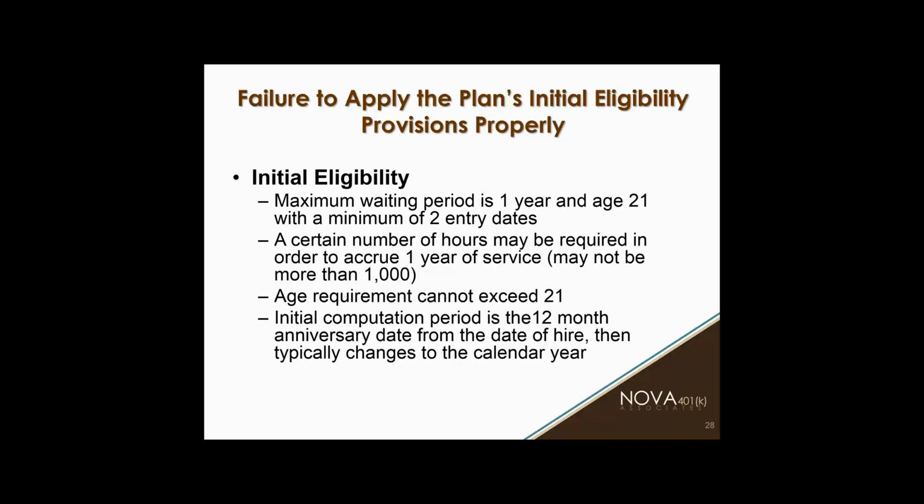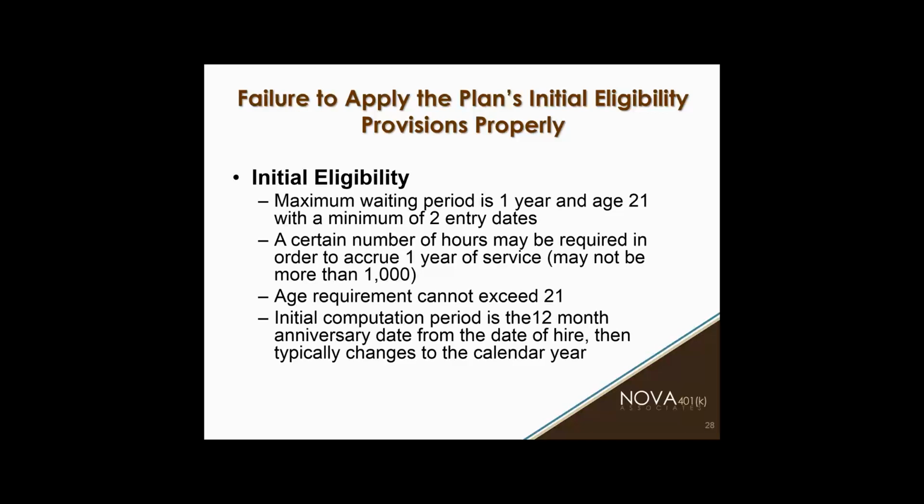Those are usually going to be the first day of the plan year and maybe the 7th month. A certain number of hours can be required in order to accrue the 1 year of service. Typically, that's a minimum of 1,000, but it can't be more than 1,000. The maximum age requirement is 21, and the initial computation period for figuring out this 1 year wait is the 12-month anniversary date from the original date of hire, and then that can typically shift to the calendar year.